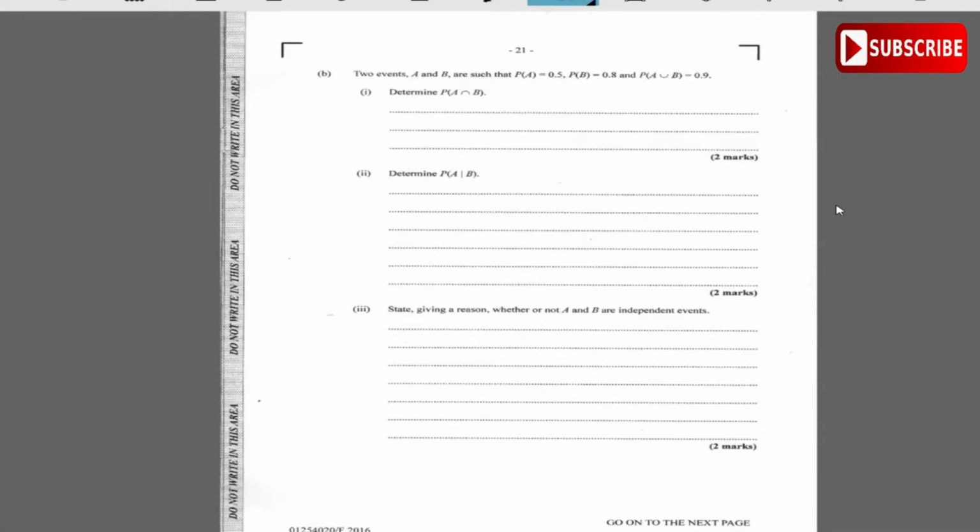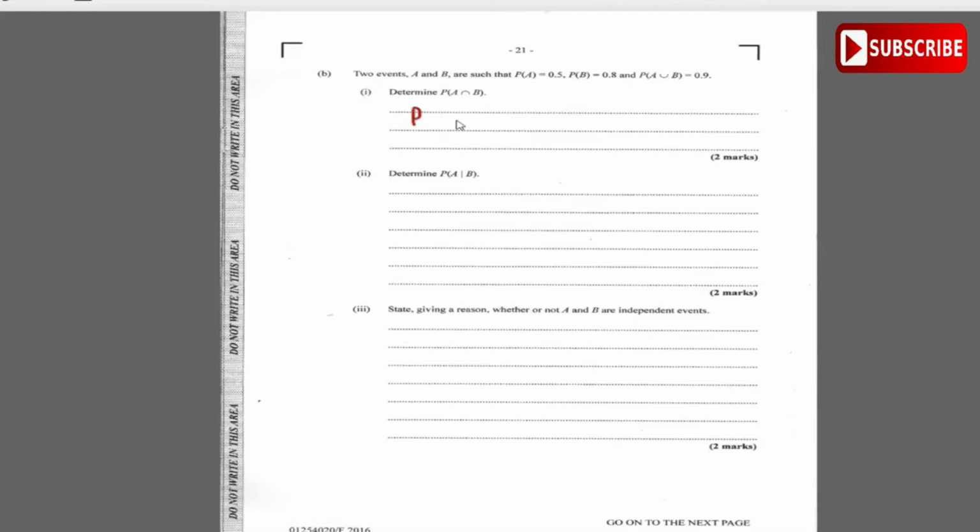Now part B. Part B says that two events A and B are such that the probability of A is 0.5, the probability of B is 0.8, the probability of A union B is 0.9. And it says calculate the probability of A intersect B. Now there's just a simple formula to do this.